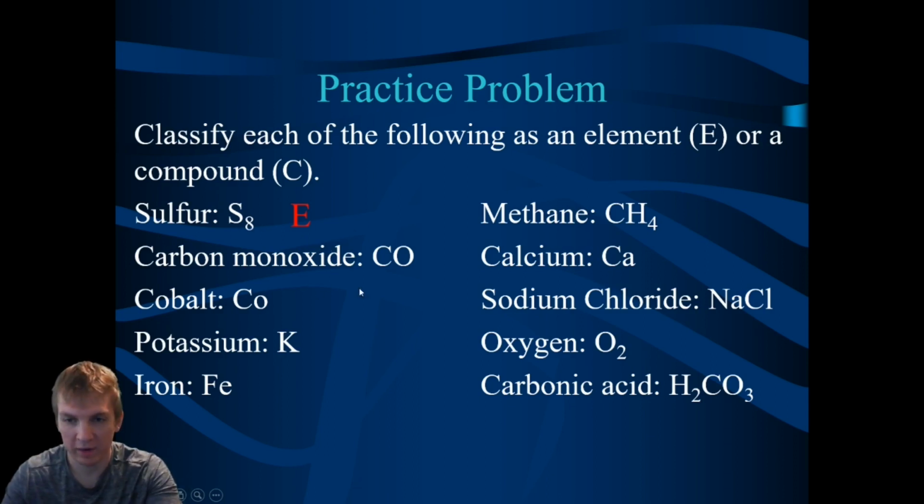Carbon monoxide, we've got a capital C and a capital O, not to confuse you with cobalt, which has a capital C and a lowercase o. This is actually a compound because we have two separate different elements. Okay, so how do you differentiate between like this capital C and capital O versus capital C and lowercase o? Like, what's the difference between these two?